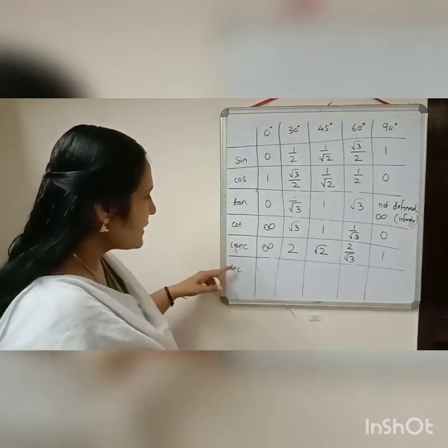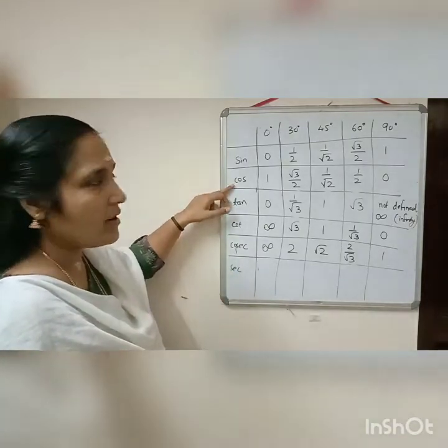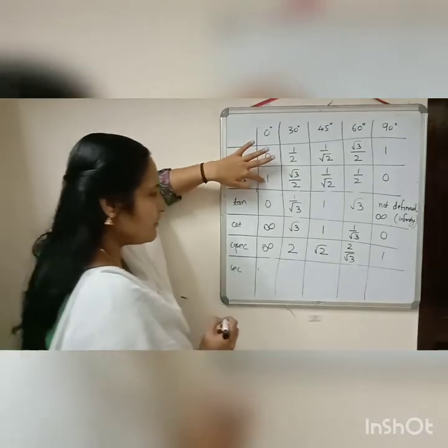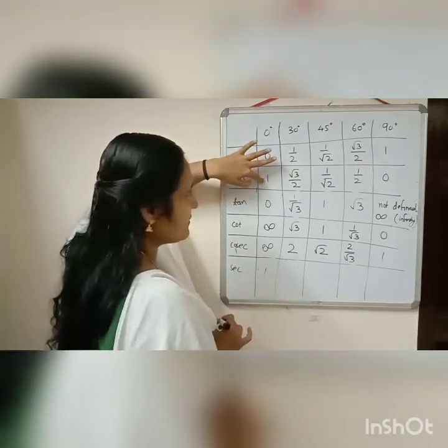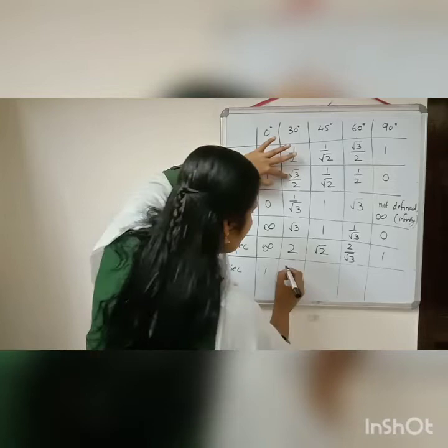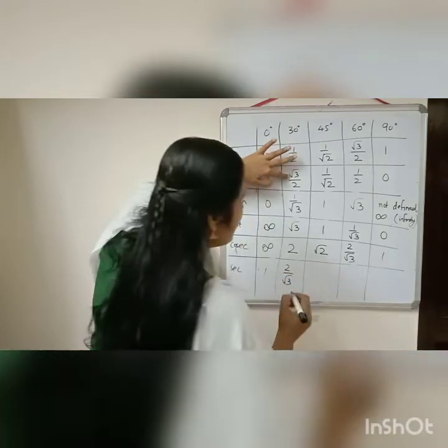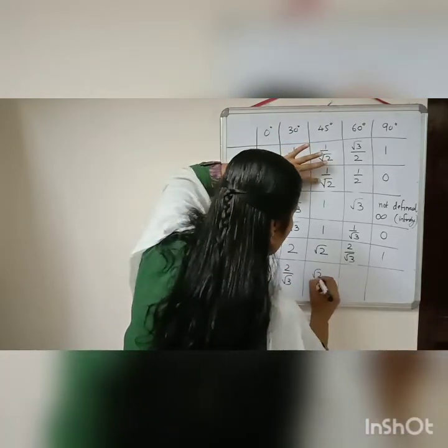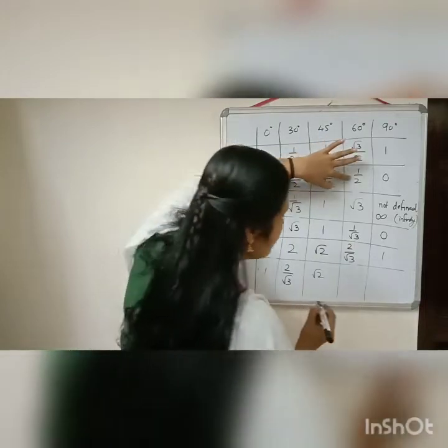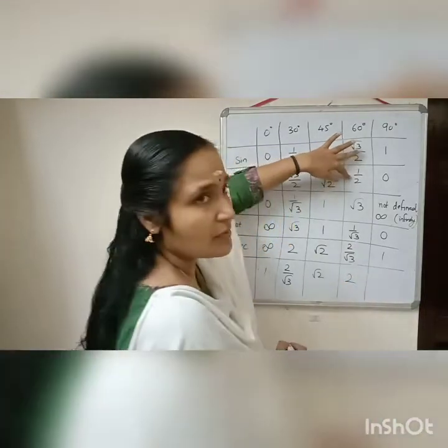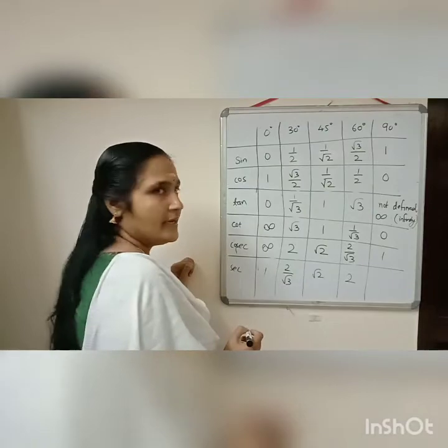Then sec. Sec is the reciprocal of cos. So sec 0 degree. So 1 by 1 will be equal to 1. Then sec 30 degree will come 2 by root 3. Sec 45 degree will be equal to root 2. Sec 60 degree will be equal to 2. And then sec 90 degree. So that will come 1 by 0. And 1 by 0 is not defined.